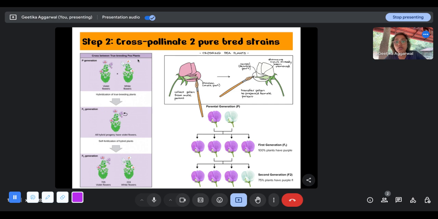There was a cross between two true breeding pea plants, one with violet or purple flowers and one with white flowers. When this hybridization happened, you got the first filial generation in which all the progeny had purple flowers. Then, when this generation was selfed, after self fertilization of these hybrid plants, you got the F2 generation, in which you got back both purple and white flowers. Out of them, 705 were violet and 224 had white flowers, so roughly a ratio of 3 to 1 was followed. This is how he conducted his experiments.